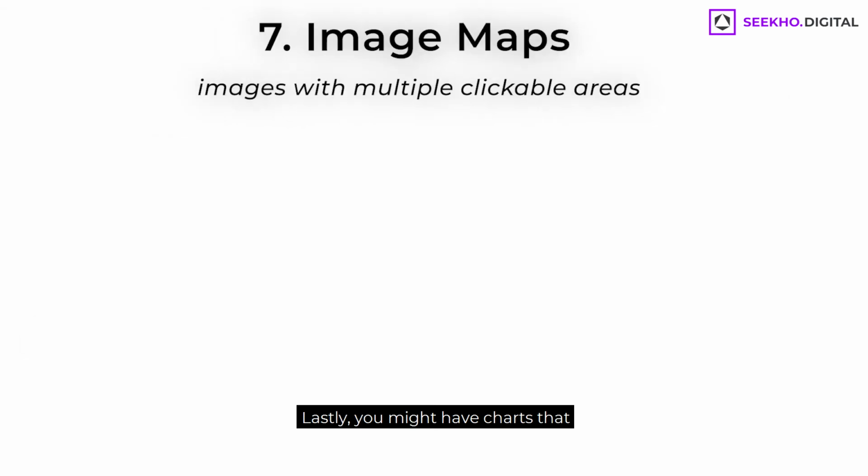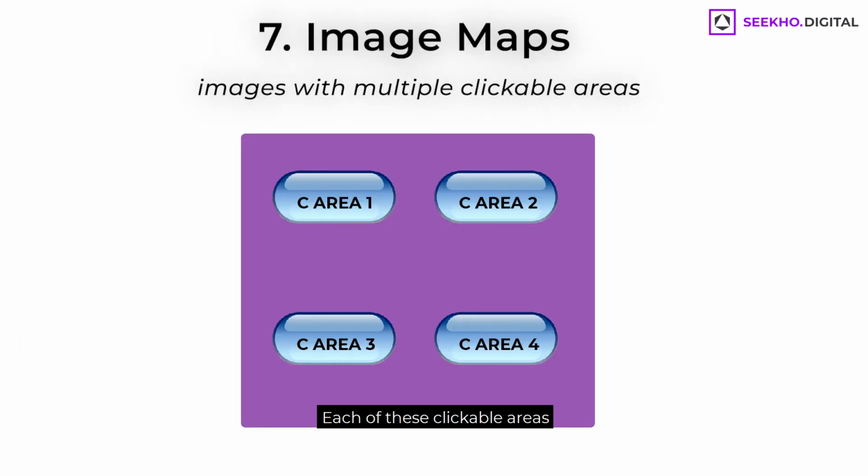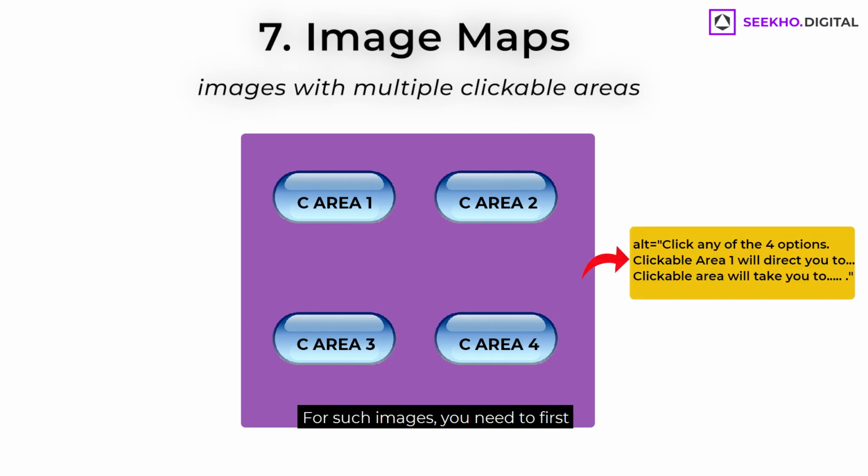Lastly, you might have charts that have multiple clickable areas. Each of these clickable areas performs a different action, depending on where we click. For such images, you need to first describe the overall context, and then describe each clickable area separately, including the image description and destination.